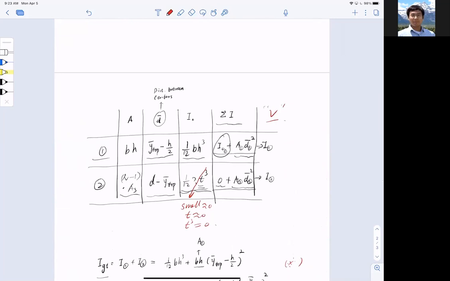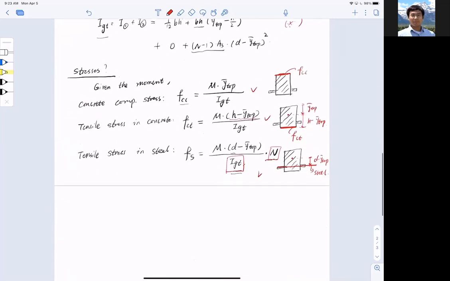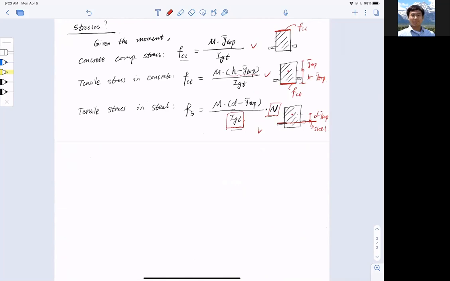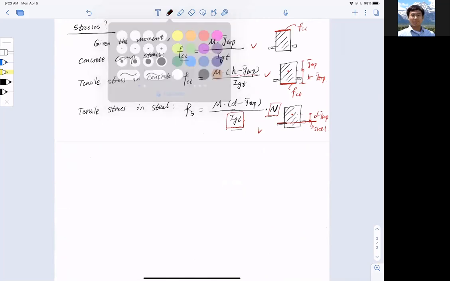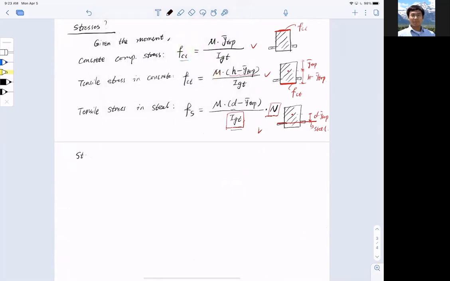All right. So this is stage one. That means the whole thing stays elastic and I can compute my moment of inertia and then find out my deflection, which we'll talk about next lecture. But how about stage two? Stage two, we call it cracked elastic.